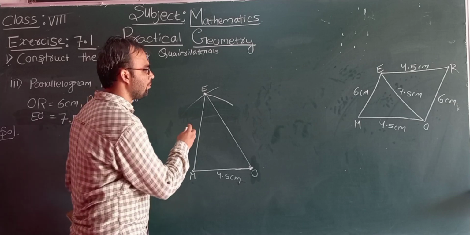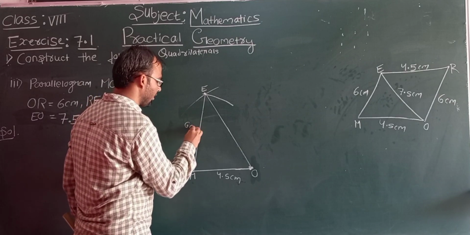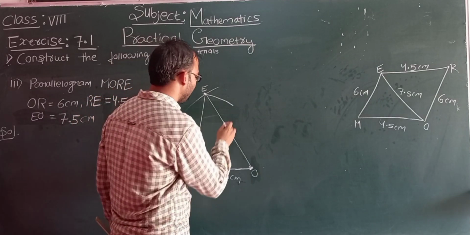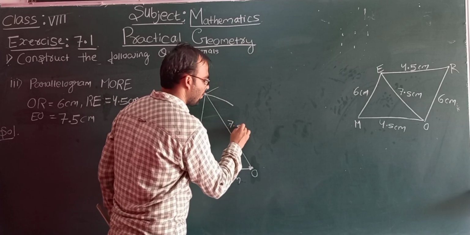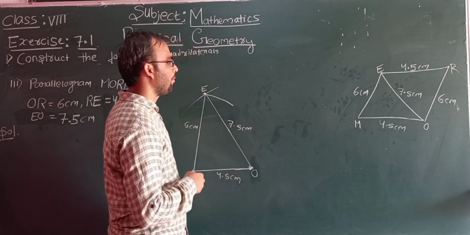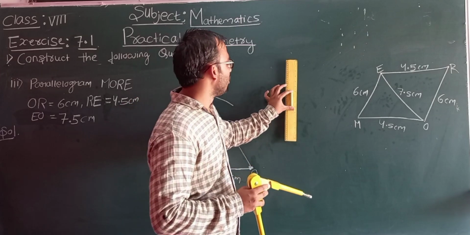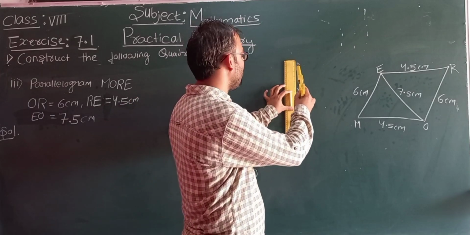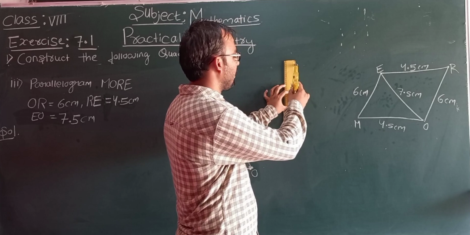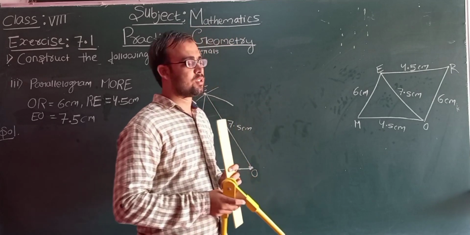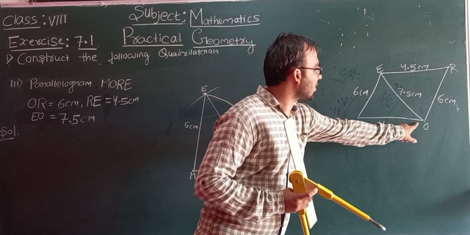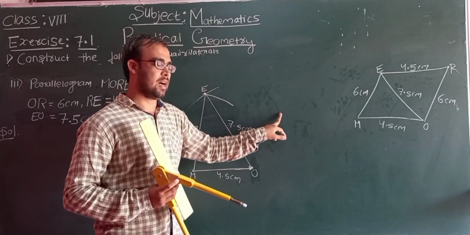Okay, so EM is 6 centimeter and EO is 7.5 centimeter. Okay, students, now what we need to do? We need to draw RO. Take a scale and set the compass to 6 centimeter. Then with O as center, draw the arc.